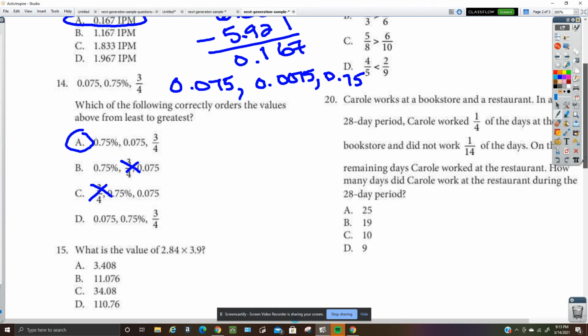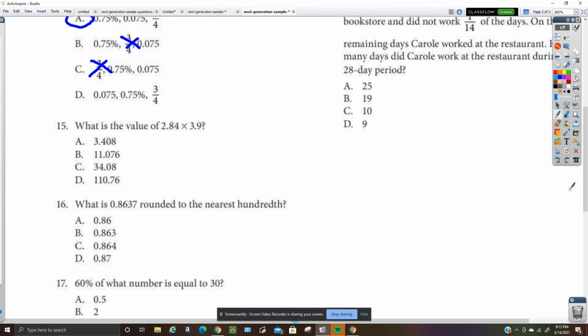And number 15, you can just estimate 3 times 4 is 12. So this is not right. That's not right. It's going to be this one. But we can multiply this out and show you that's the correct answer.